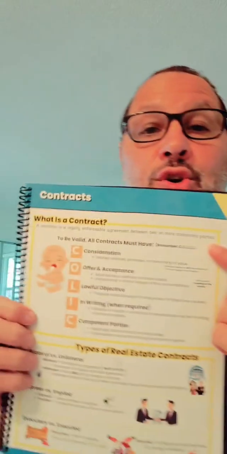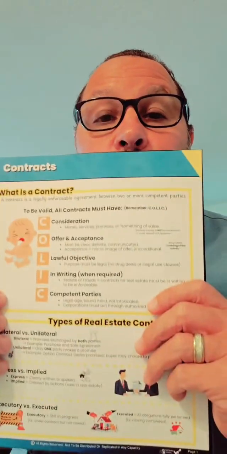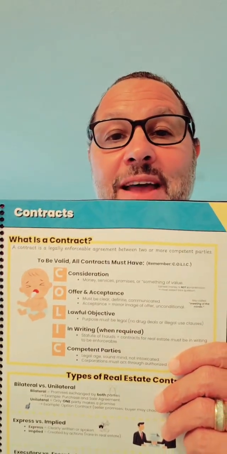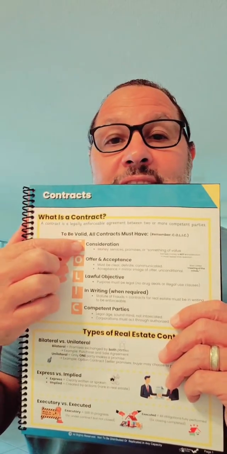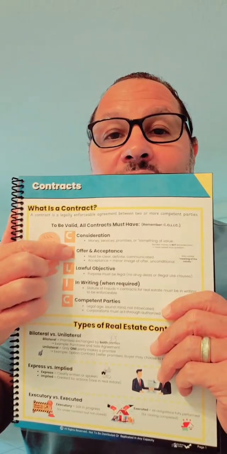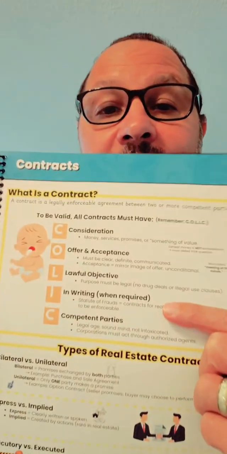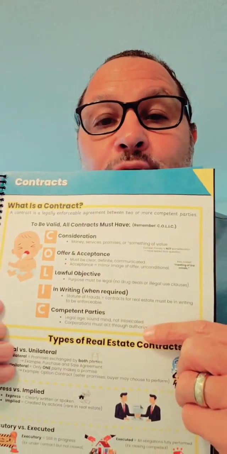Well, a contract is a legally enforceable agreement between two or more competent parties. To be valid, what must a contract have, my friends, right? Well, guess what? It has to have consideration, right? It has to have offer and acceptance. It has to be for a lawful objective. That's right. You cannot ask somebody to sign a contract with you to do something illegal. That will not be enforceable in a court of law. It has to be in writing, okay? And it has to be between competent parties.